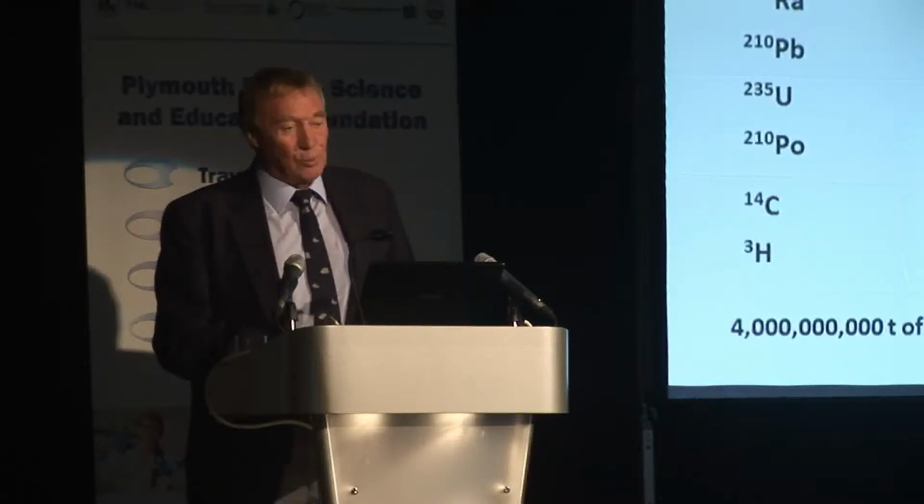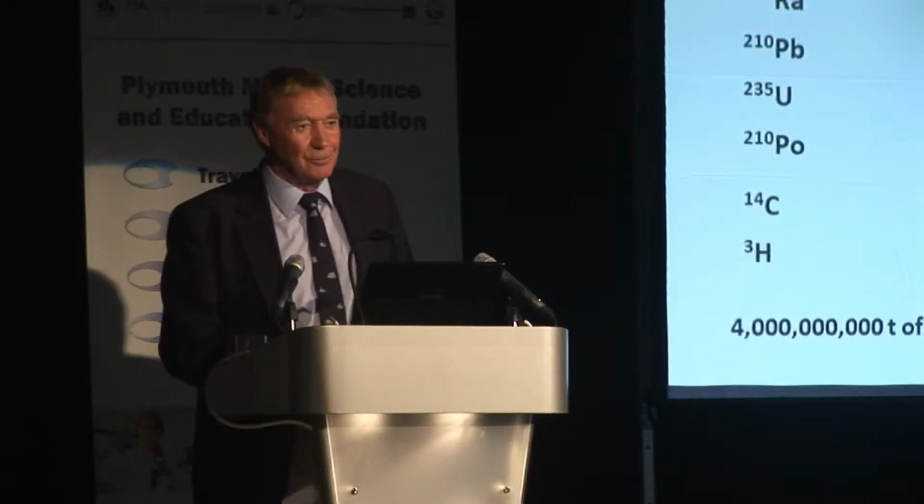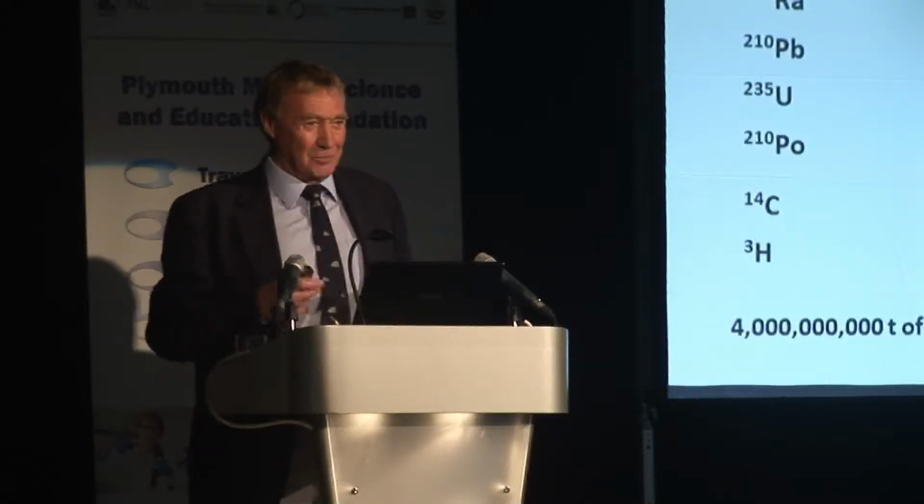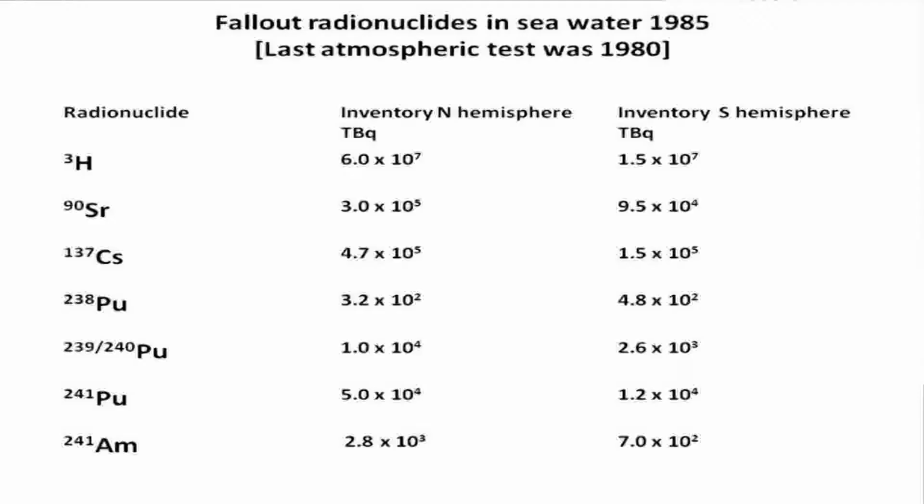In fact, there are about 4,000 million tons of uranium in seawater. That's an awful lot out there, 4,000 million tons of uranium. You worry about what's discharged from power stations, but there's 4,000 million tons out there, quite naturally.